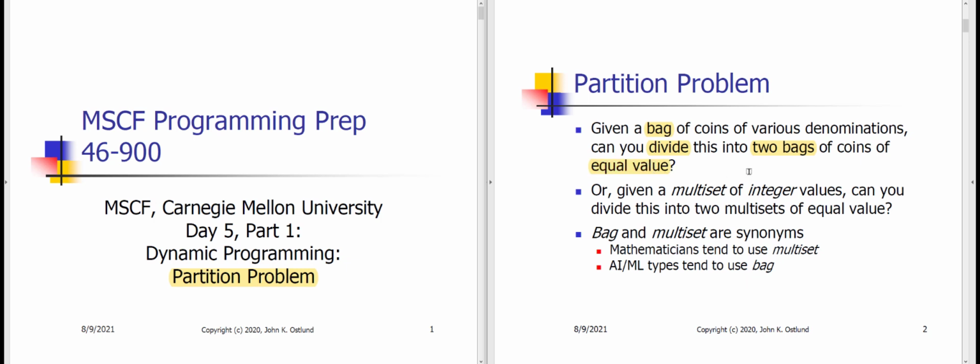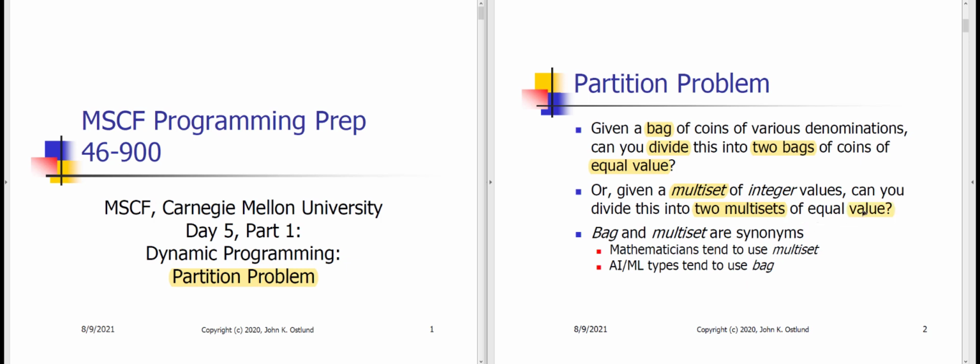Can you do that? Can you divide the coins into two bags where each of the two bags has equal value? Now, in a little more mathematical kind of terminology, suppose you're given a multiset, that is a collection of integers where you may have multiple copies of certain of these integers. Can you split that into two multisets where each of the values of the two multisets is the same?